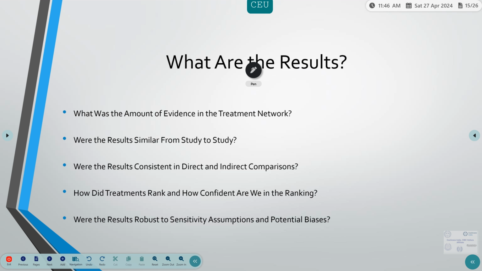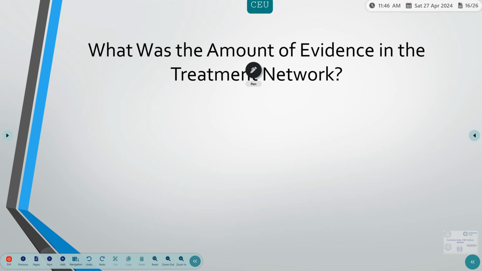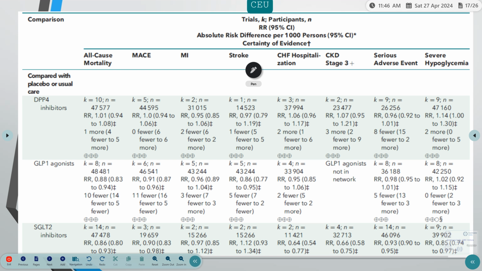Okay, now going into the results. There are 5 main questions we are going to be answering. We'll go through it one by one. So the first question is what was the amount of evidence in the treatment network? So this is looking at the number of trials, the number of arms, number of patients, and we'll be looking at the actual results, the difference which was found. So the study has shown different agents compared with placebo for all-cause mortality, major adverse cardiovascular events, MI, stroke, hospitalizations for CHF, CKD, and adverse events.